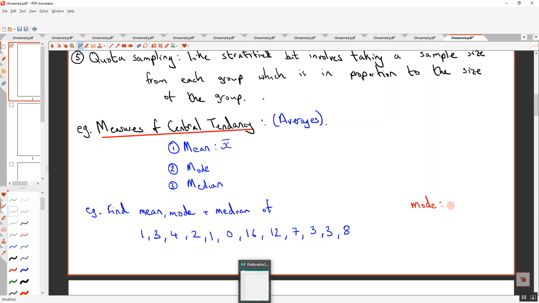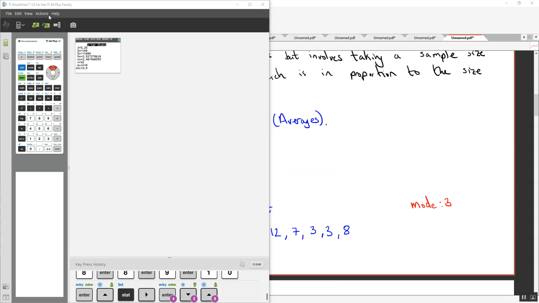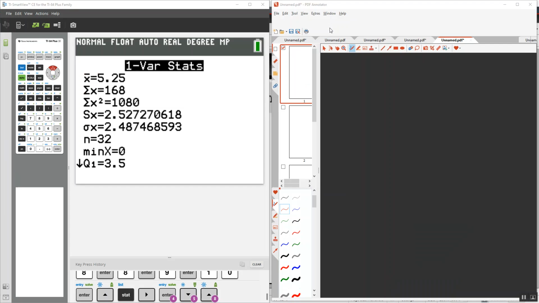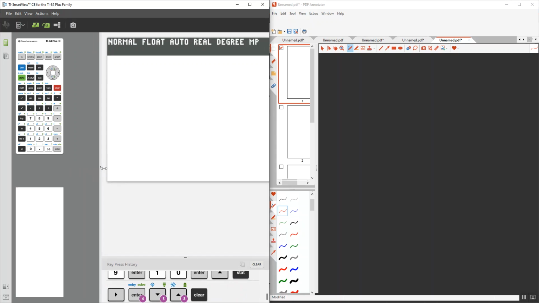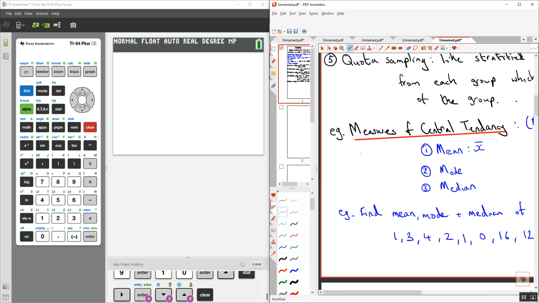Now, on the calculator, we'll do it both on the TI-84 as well as the Inspire. Are TI-84 people ready yet? Yep. Do we have any Inspires with us? Okay, 2.